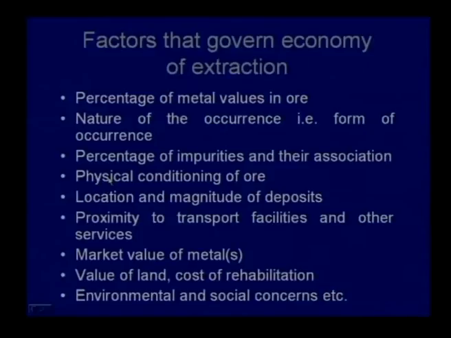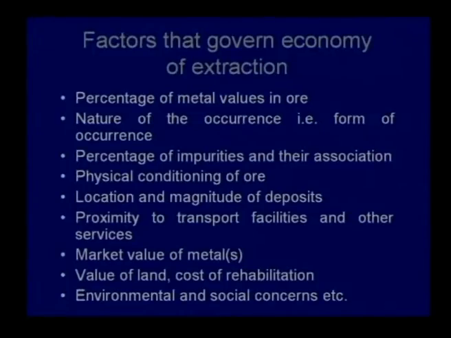Physical conditioning of the ore. There are in some areas iron ore which is very pure, but it may be found in a fine form. It is very difficult to process such an ore. We may not call it an ore. Then there is also location and magnitude of deposits. If it is located in a very odd place, which is very hard for transport, or the deposit is very small, it may not be attractive from economical point of view.